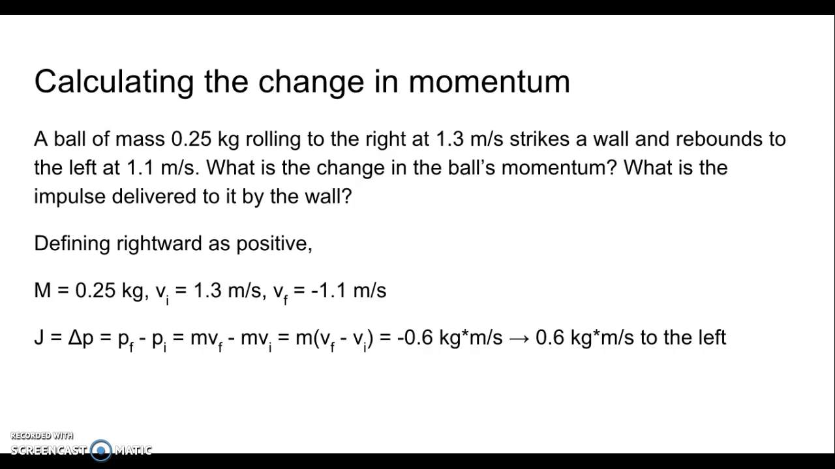So let's see. What is the impulse delivered to it by the wall? We want to calculate impulse. So impulse is change in momentum, right? So that's our final momentum minus our initial momentum. So I'm going through that here, plugging in the numbers, and we get negative 0.6 kilograms times meters per second. And based on my coordinate system, where I define the right as being positive, a negative impulse means that it has an impulse of 0.6 kilograms times meters per second to the left.